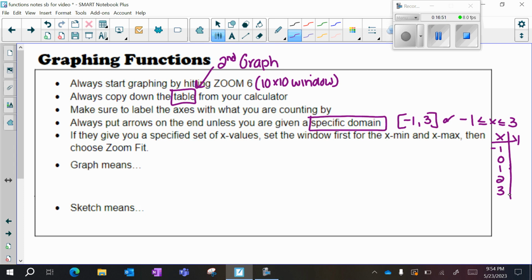Otherwise, I have arrows. If they give you specified X values, like we just talked about, you're going to set the window for your X min and your X max first, and then you're going to hit zoom fit, which is zoom 0. Remember the difference between the directions on a question. Graph means you need a table of values and plotted points.